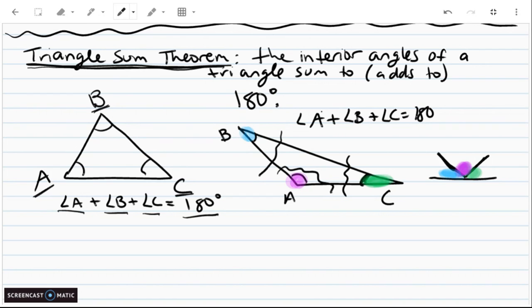And then we talked about when we cut the triangle apart, we had angle A in the middle, and we just tore the vertices off. And so angle A was in the middle, angle C was on one side, and angle B was on the other side. And so all three together actually gave you a straight line when we put our torn vertices together. And this happens no matter what kind of triangle we have.